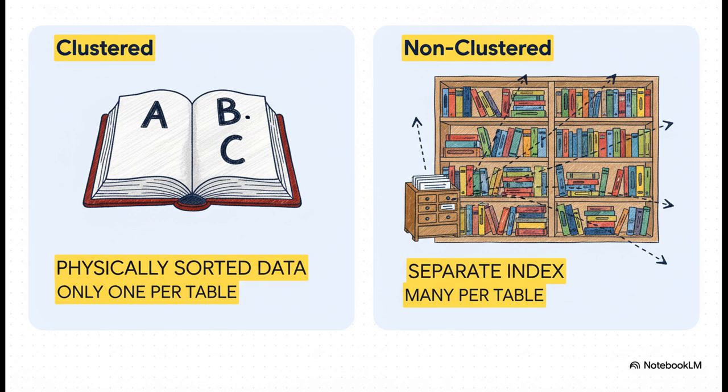A non-clustered index, on the other hand, is like a separate card catalog. It has pointers that tell you where to find the data. And you can have a bunch of these, organized by author, subject, whatever you need.